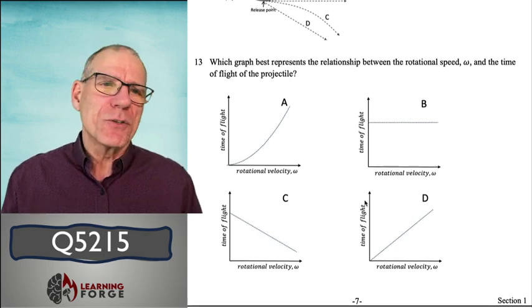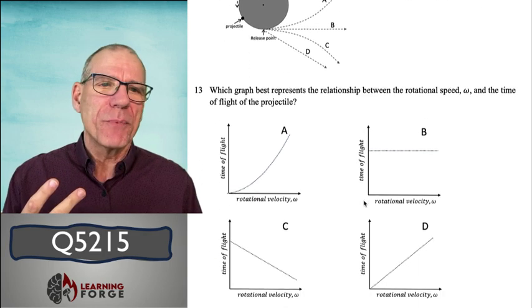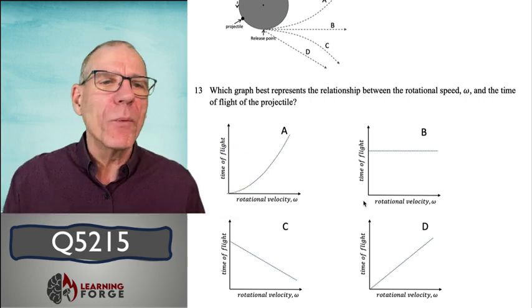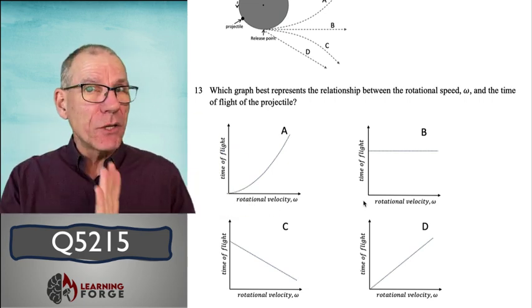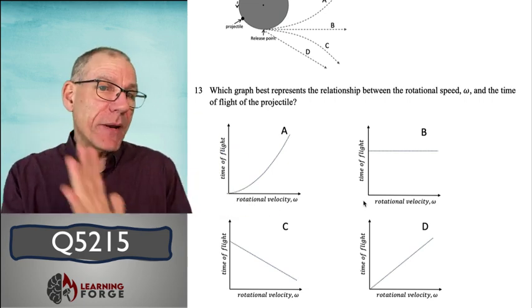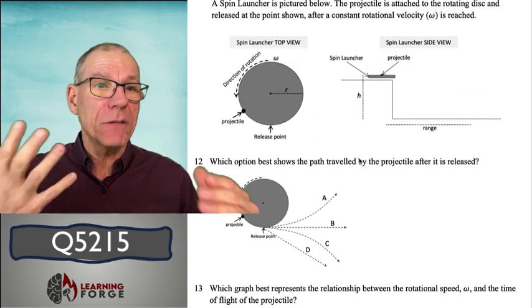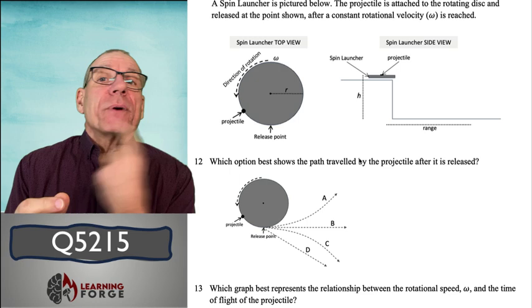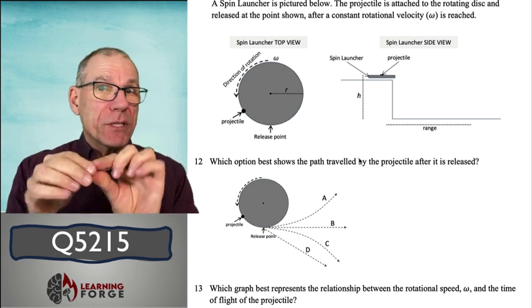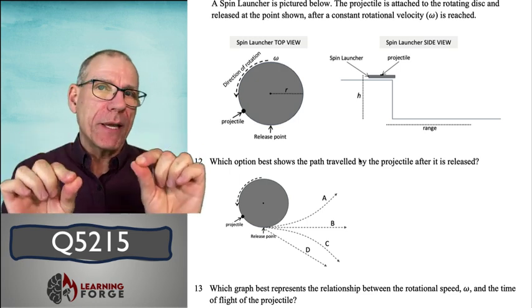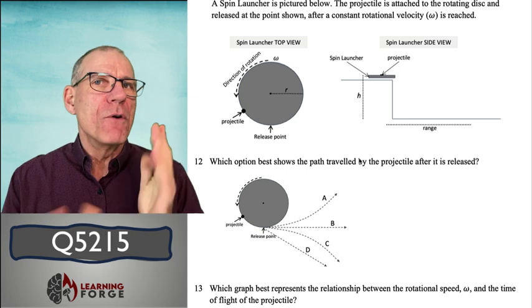The second question is really just a Galileo's analysis of projectile motion. Which graph is it here? We've got our rotational velocity on the x-axis, so that's your independent variable, and we're measuring the time of flight. And if you have a look back at the diagram here, whatever its rotational velocity is, and therefore its linear velocity at the moment that it gets released, there is no vertical component of motion.